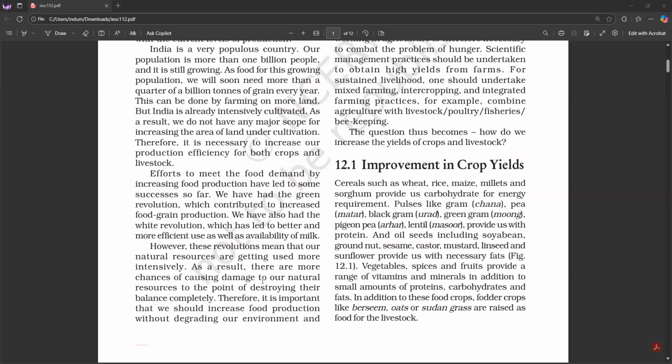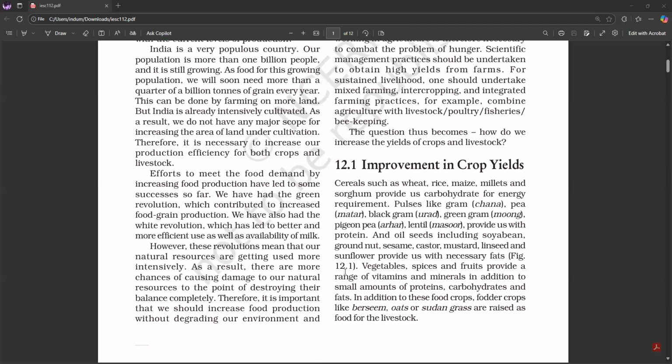Efforts to meet the food demand by increasing food production have led to some successes so far. We have had the Green Revolution, which contributed to increased food production. We have also had the White Revolution, which has led to better and more efficient use as well as availability of milk. However, these revolutions mean that our natural resources are getting used more intensively.